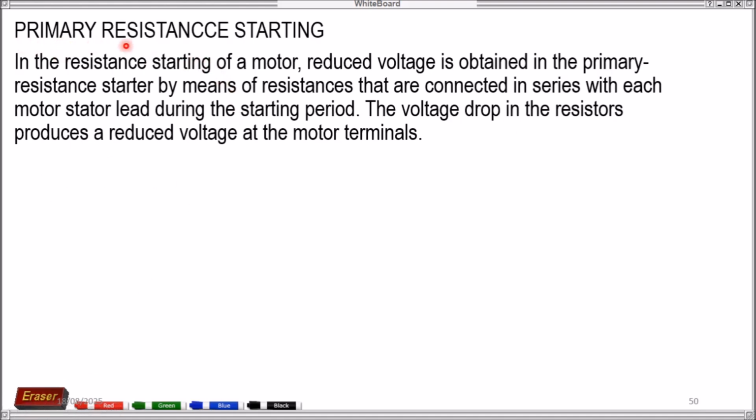Then we have the primary resistance starting. In the resistance starting of a motor, reduced voltage is obtained by the primary resistance starter by means of resistances that are connected in series with each of the motor stator leads during the starting period. The voltage drop in the resistor produces reduced voltage at the motor terminals, thereby having a lower starting current. So ibig sabihin nito, yung ating resistance po ay connected in series with our stator during starting.